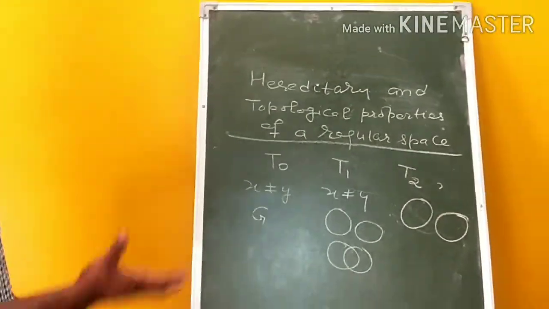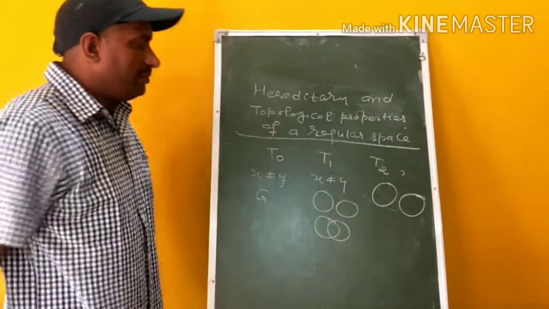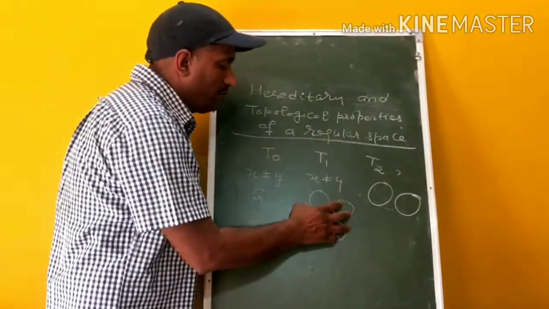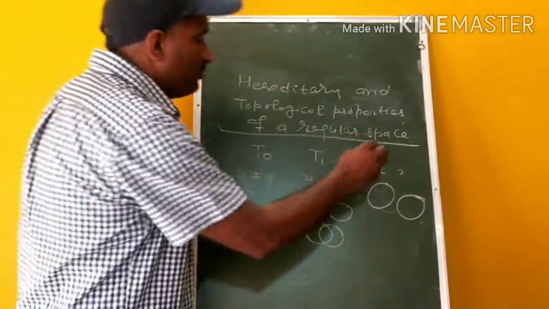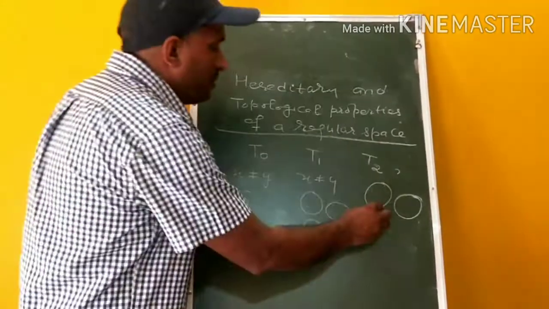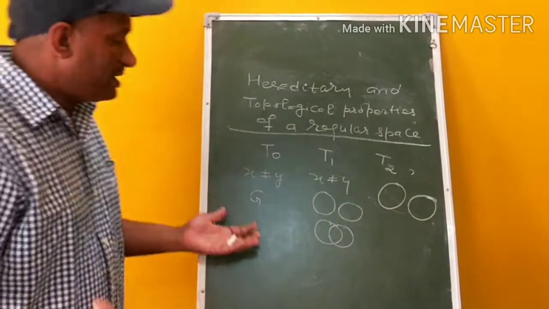Now here we observe that for two distinct points we have one open set. For two distinct points we have two open sets. They may be disjoint, they may not be disjoint. And for two distinct points we have two disjoint open sets. That is, points are separated by open sets.